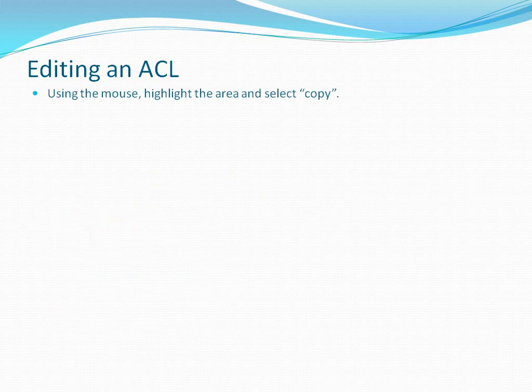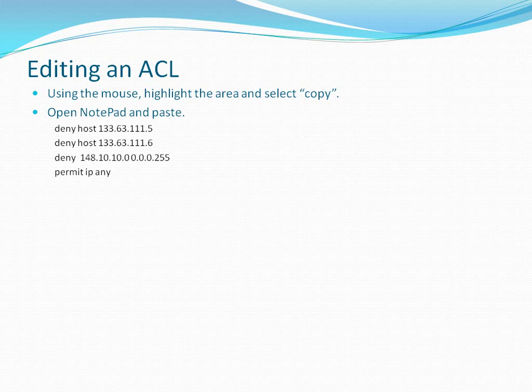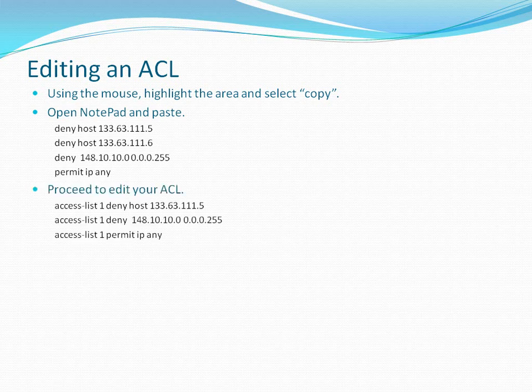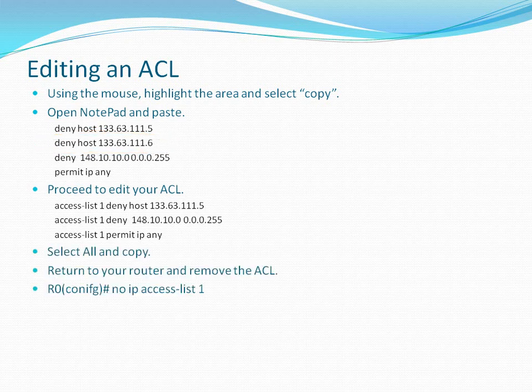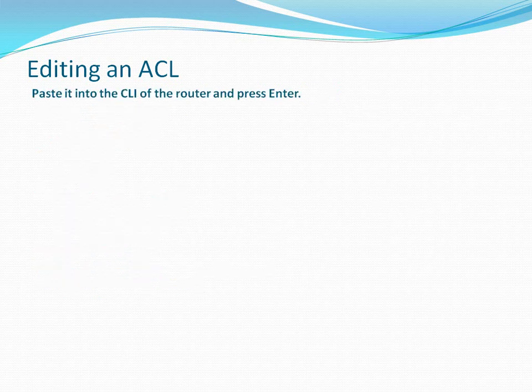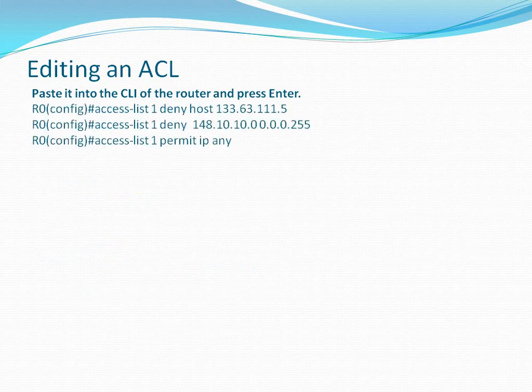You'd use the mouse, highlight that area, select copy. Open Notepad and select paste. Proceed to edit your ACL. Notice that we have removed the line deny host 133.63.111.6. Select all and copy. Return to your router. Remove the existing ACL: no ip access-list 1. You paste it into the CLI of the router and press enter.